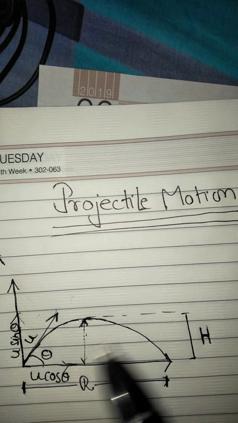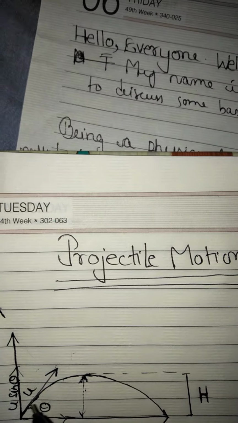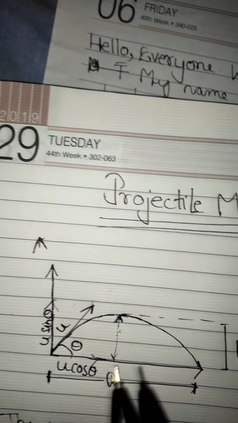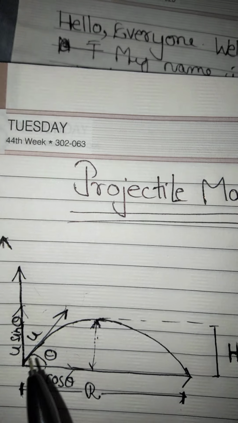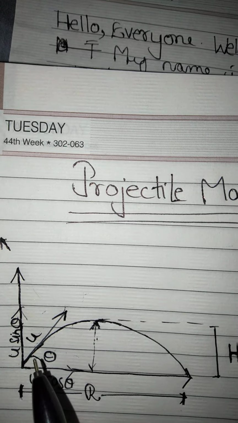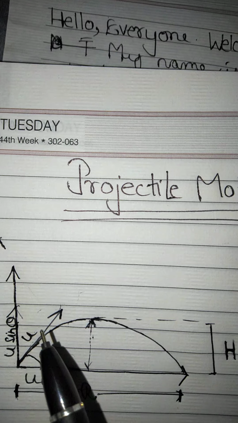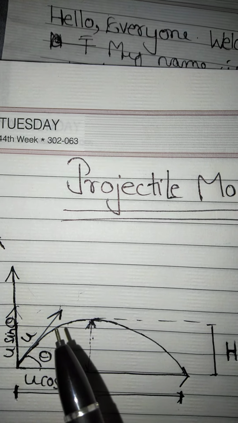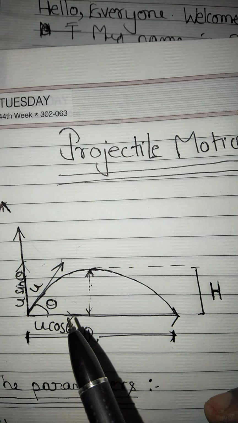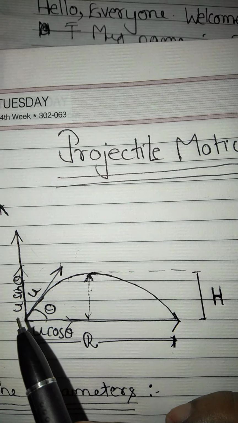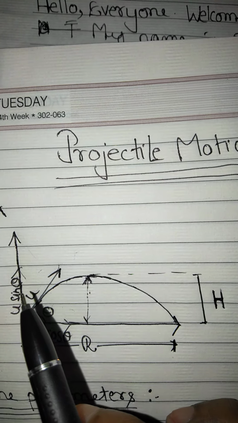Let's assume that a projectile is thrown in this direction, which makes the angle of theta with the x-axis. Now when we resolve this velocity vector into its x and y components, we get u cos theta as the x component and u sin theta as the y component.